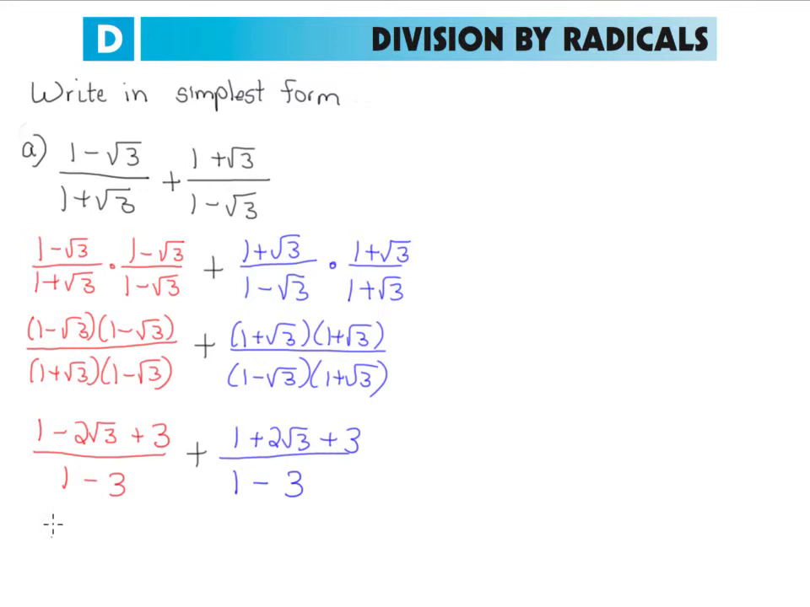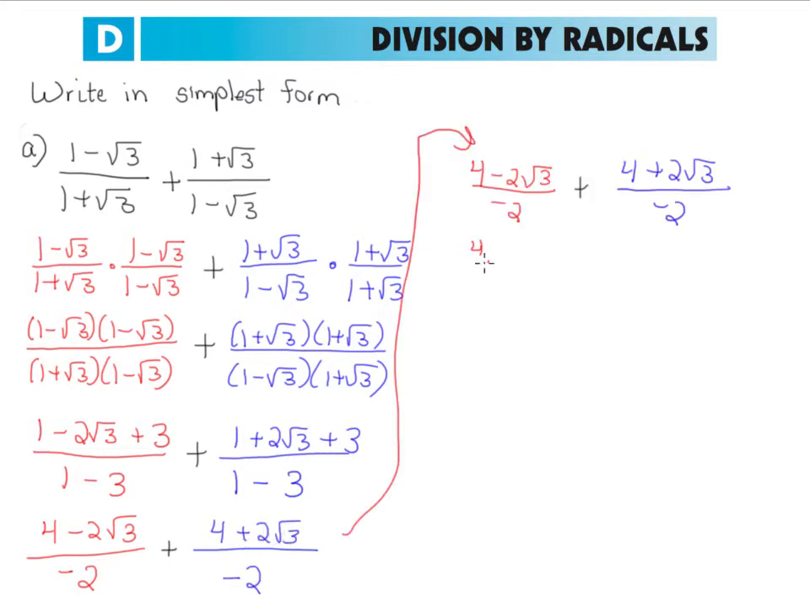Let's combine like terms. For the first fraction, that gives us 4 minus 2 the square root of 3 over negative 2. And then our second fraction, we're going to end up with 4 plus 2 the square root of 3 over negative 2. Let's break up our fraction. So we end up with 4 divided by negative 2, minus 2 the square root of 3 divided by negative 2. Plus, breaking up the second fraction, we have 4 divided by negative 2 plus 2 the square root of 3 divided by negative 2. Then let's simplify each of these individual fractions.